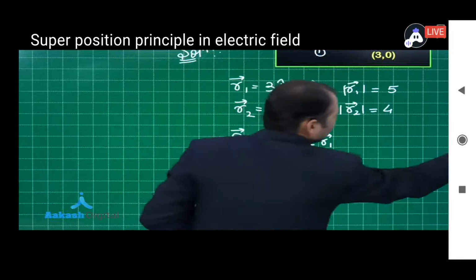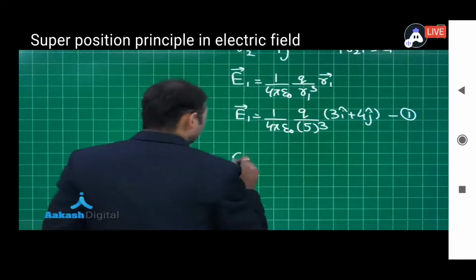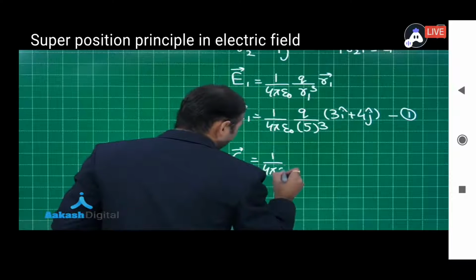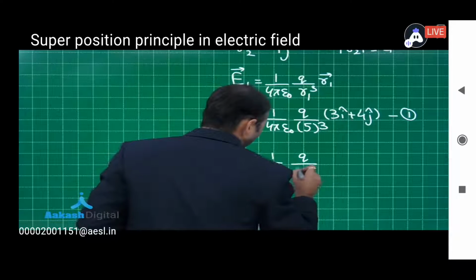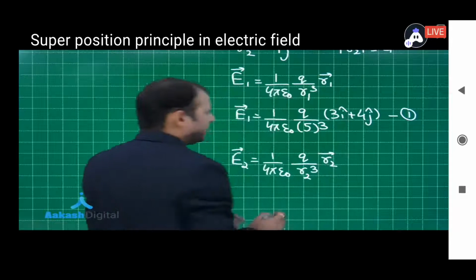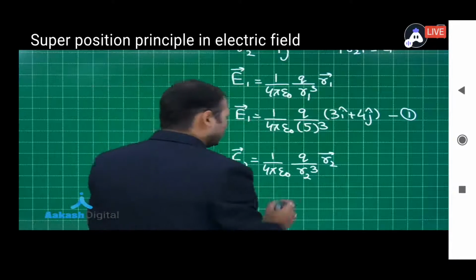And let's talk about the value of E2. So E2 vector would be equal to 1 upon 4 pi epsilon naught Q upon R2 cubed into R2 vector. Again, the same notation I have used. Let's put down the values.